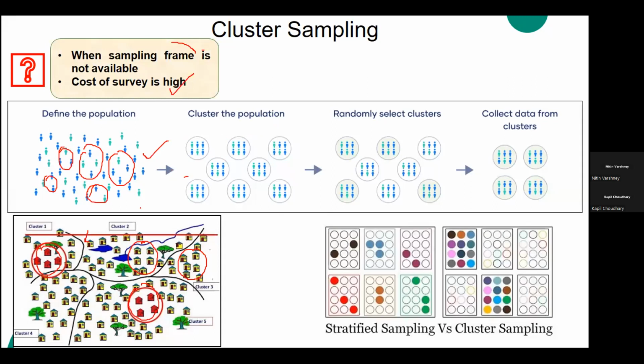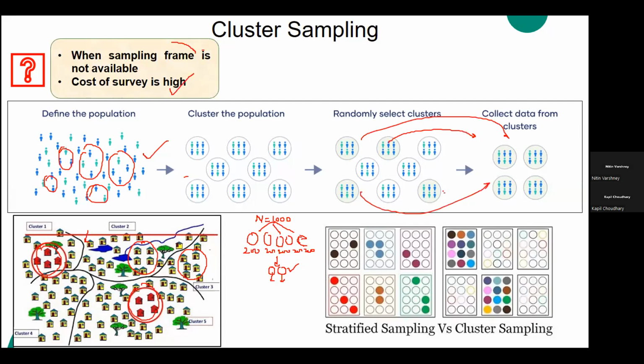For example, our population size N is 1000, and we have 5 clusters, each of size, for example, 200. Then I will select 1 or 2 clusters as a sample, and we will study each and every unit of the selected clusters. So that is the difference between stratified and cluster sampling. And after that, suppose these are the selected clusters.